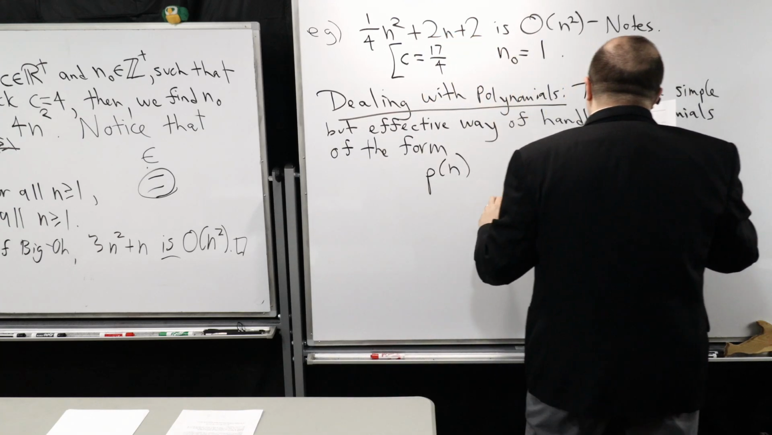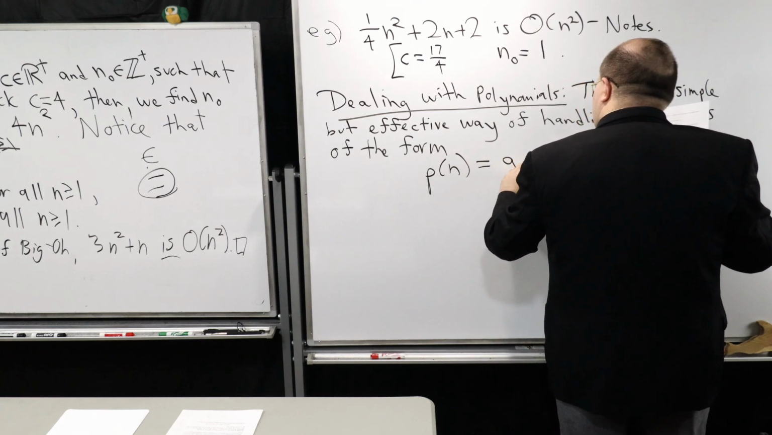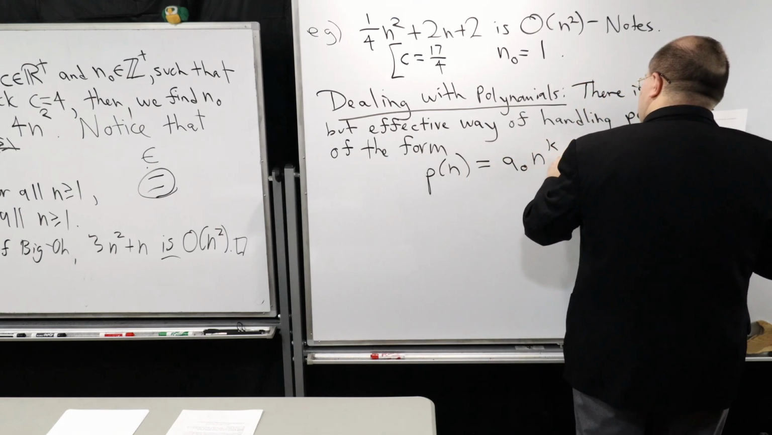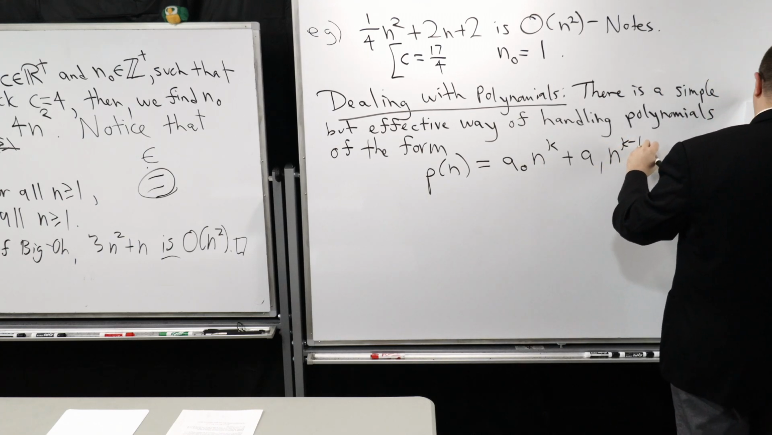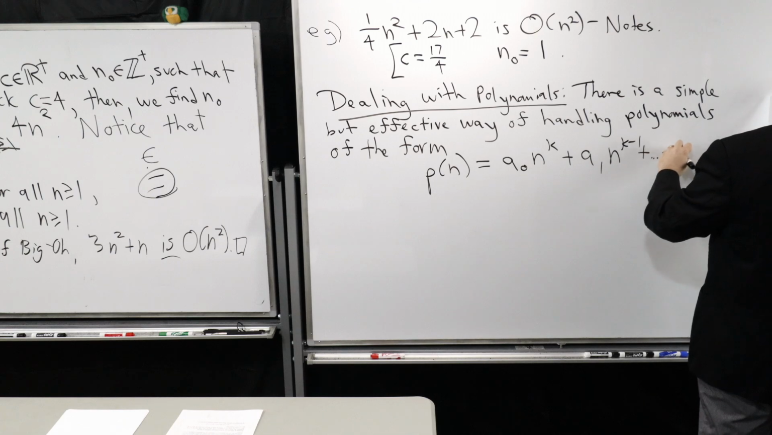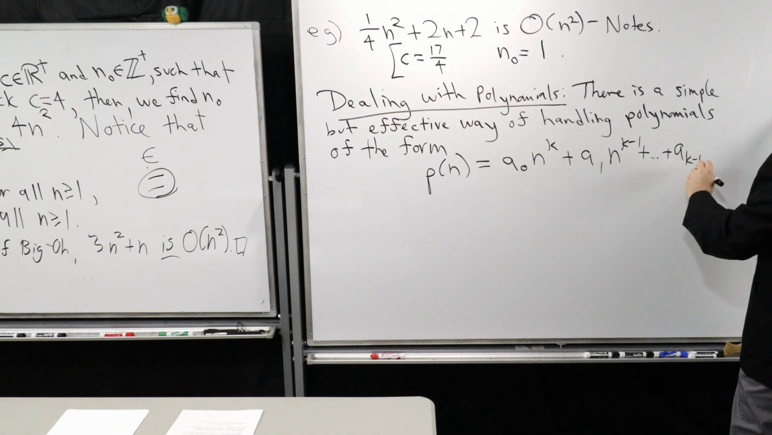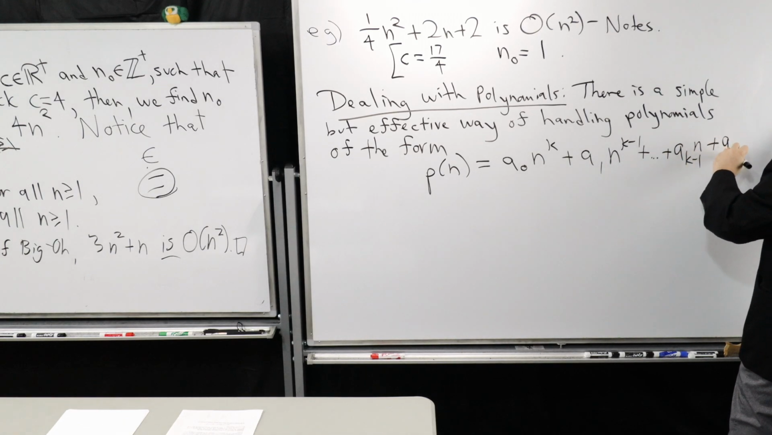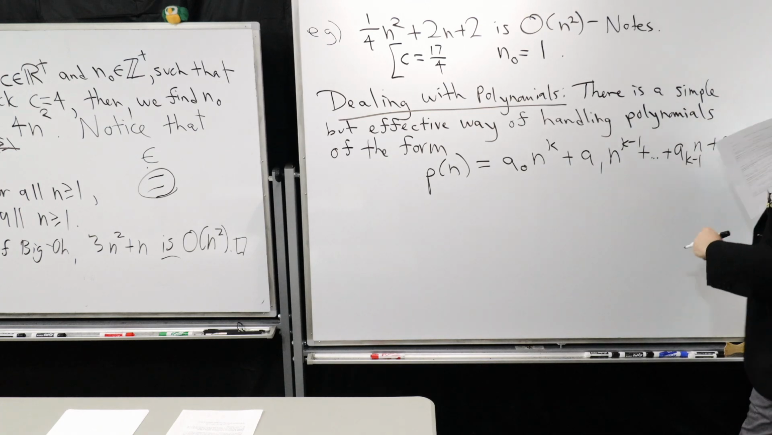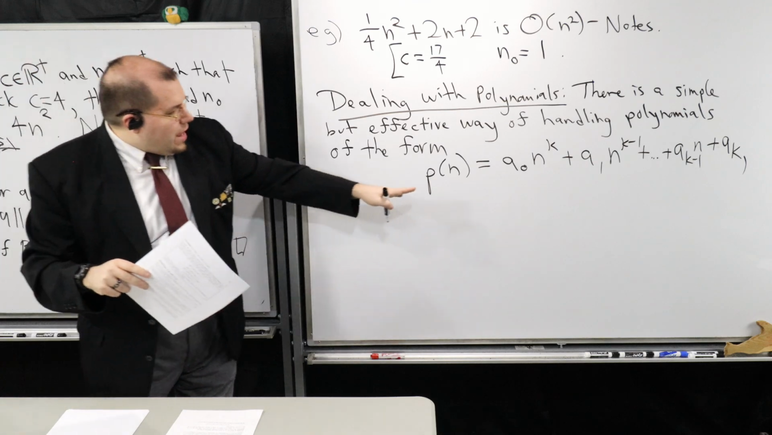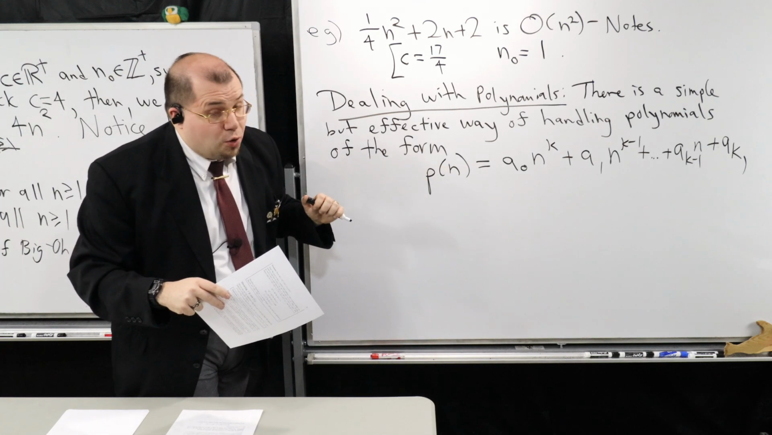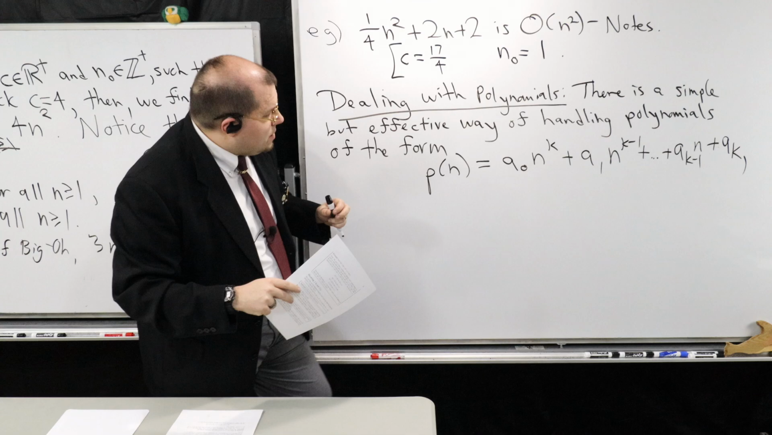Suppose I give you a polynomial P, and I have a0 n to the k plus a1 n to the k minus 1, plus all the way down to a k minus 1 times n plus ak. Now you might ask what all of these things I just wrote on the board are. All of the a terms are what we refer to as the coefficients of the polynomial.